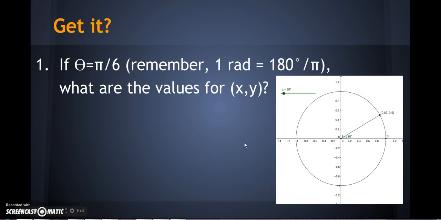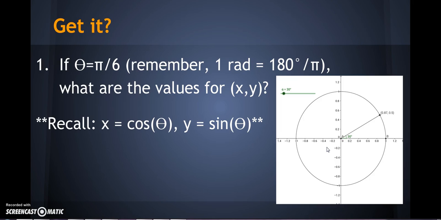Alright, so just maybe to see if you can get this on your own, let's figure out what the xy coordinates are for a point on the unit circle that has an angle of 30 degrees, or pi over 6 radians. And so remember, x equals cosine of theta, y equals sine of theta. So if we want to find the xy coordinate, we just plug in pi over 6 to each of these. And if you do that, if you have it memorized, you should get square root of 3 over 2 for x, 1/2 for y.